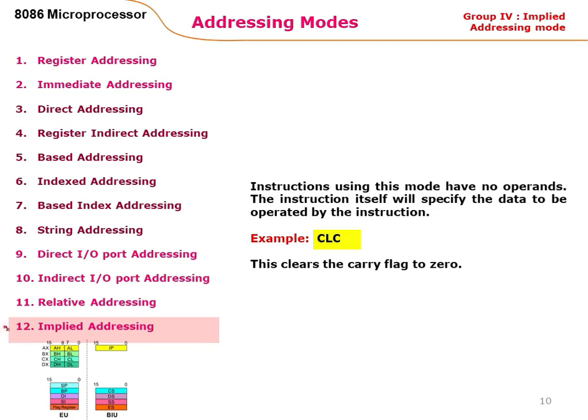The next addressing mode is the implied addressing mode. In some instructions we do not require any operand. Such addressing modes are called implied addressing mode. The instruction itself will specify the data to be operated on by the instruction. Take an example, CLC. When we execute this instruction CLC, it will clear the carry flag.